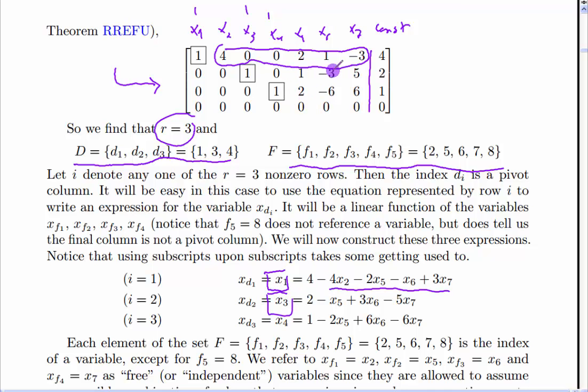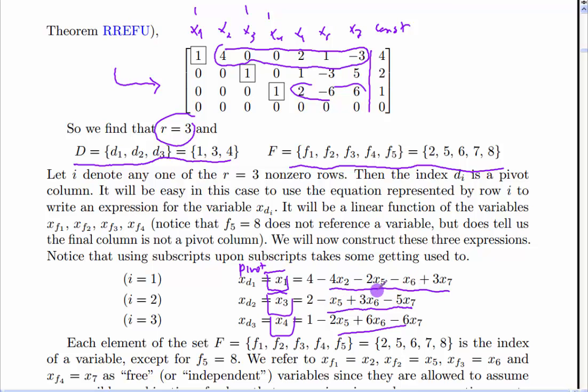Okay. We can do the same thing for x3. If I move all of these variables to the other side, that's the same as saying x3 equals minus x5 plus 3x6 minus 5x7. Now that's exactly what we have here. Last equation here, if I move the other variables to the other side of the equation, that tells me x4 equals minus 2x5 plus 6x6 minus 6x7. That gives this here.